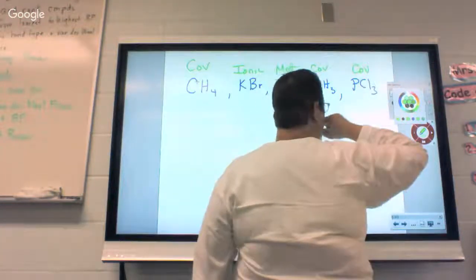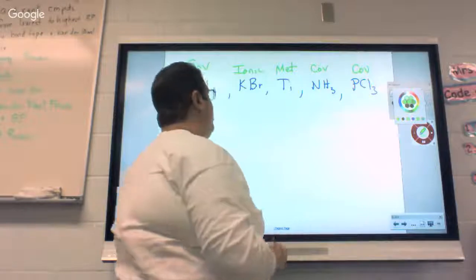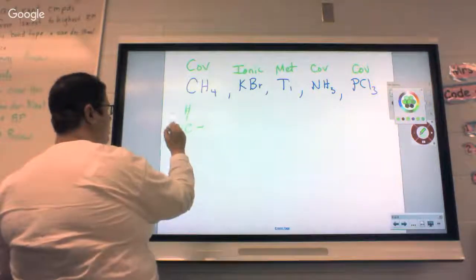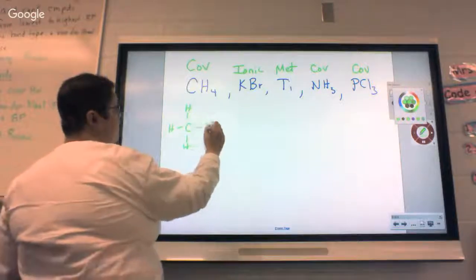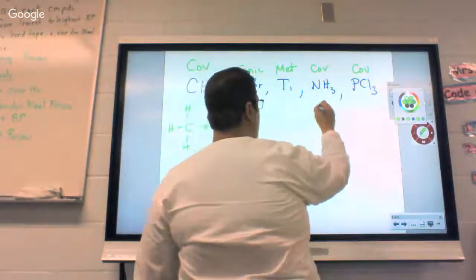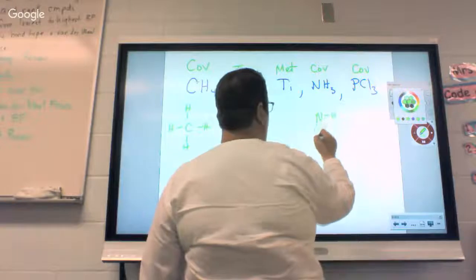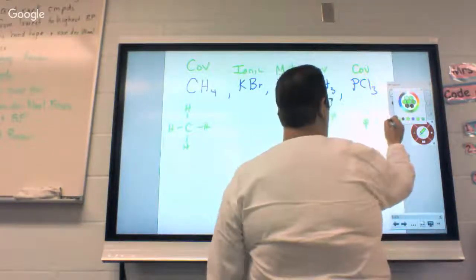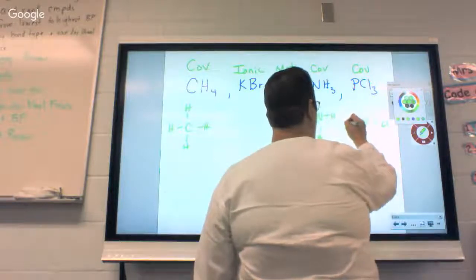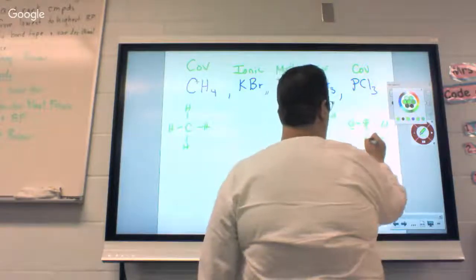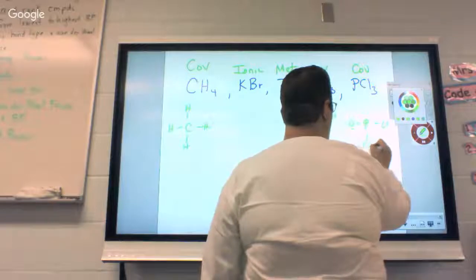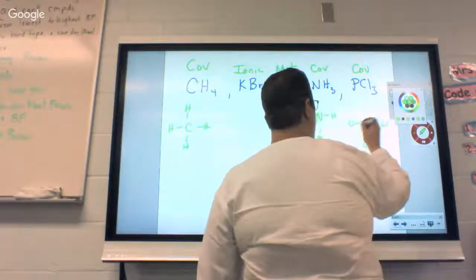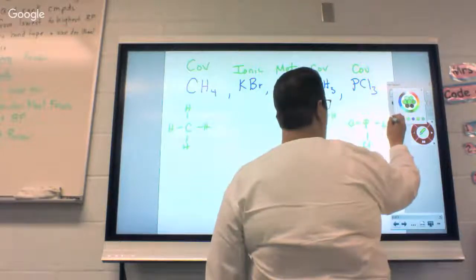All right, so from there, we knew we had to draw the structures for CH4. So you got CH4, and you knew NH3. And you got PCl3. Back up to the top.